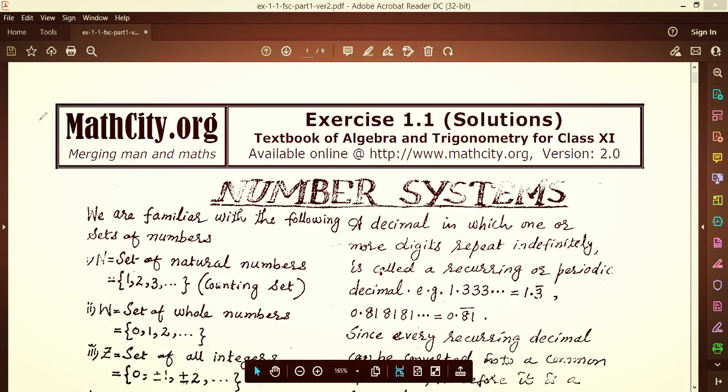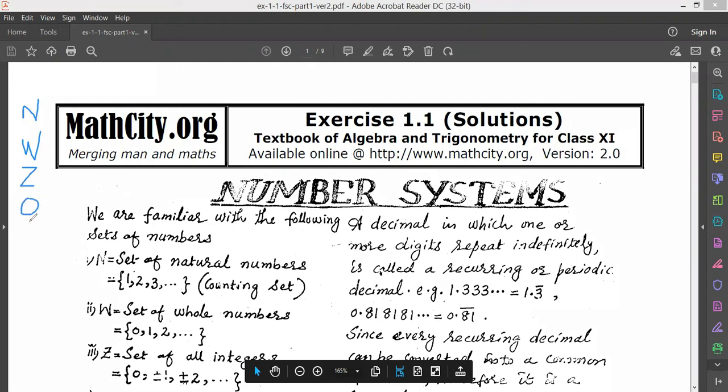First of all, we know what is the set of natural numbers and what is the set of whole numbers. Similarly, what is the set of integers, what is the set of odd numbers, what is the set of prime numbers, and what is the set of even numbers. Similarly, what are rational numbers, the set of irrational numbers Q dash, and R will be the set of real numbers. Similarly, capital C will be the set of complex numbers.